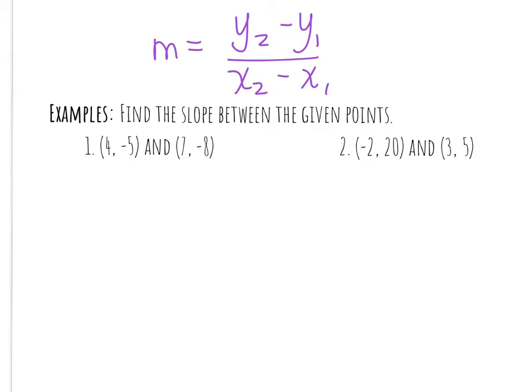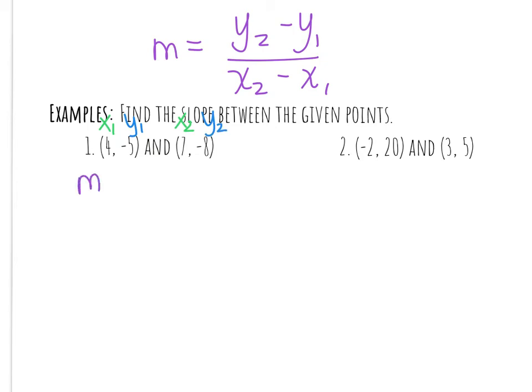So looking at the first set of points, 4 is the x-coordinate of my first point, so I call it x1. 7 is the x-coordinate of my second point, so I call it x2. -5 is the y-coordinate of my first point, so I call it y1. -8 is the y-coordinate of my second point, so I call it y2.